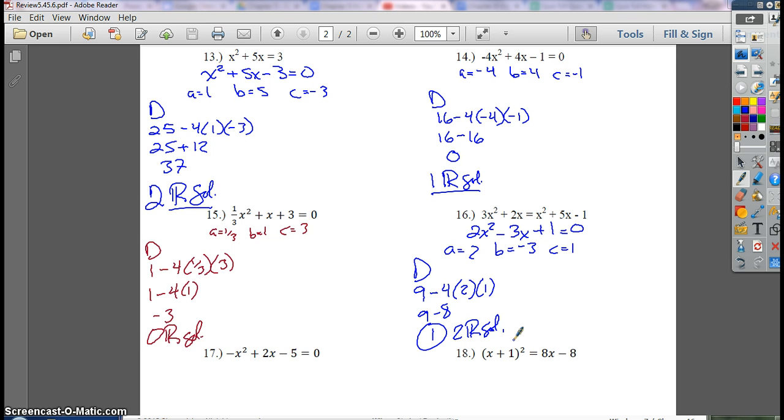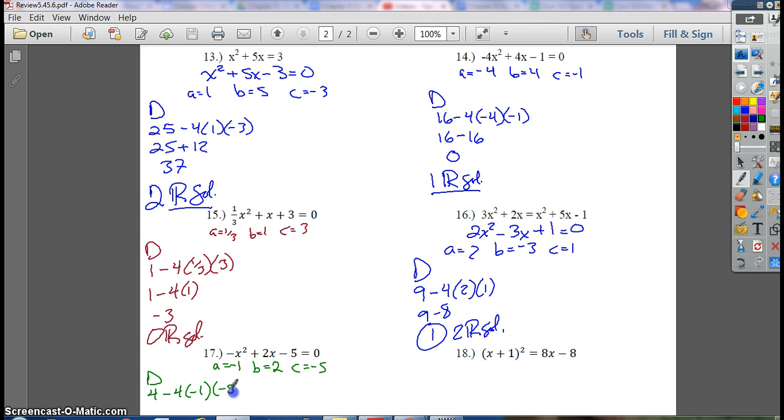Okay, going down to 17. My A is negative 1, my B is 2, and my C is negative 5. So when I do my discriminant, this is 4 minus 4 times negative 1 times negative 5. So this would be 4 minus 20, which is negative 16. Thus giving me 0 real solutions.